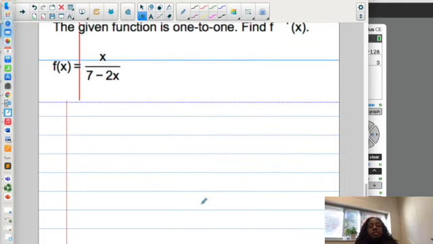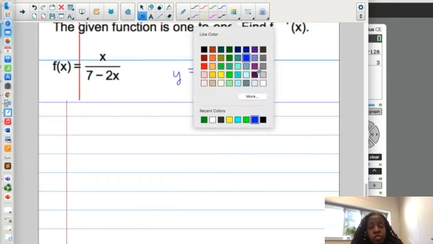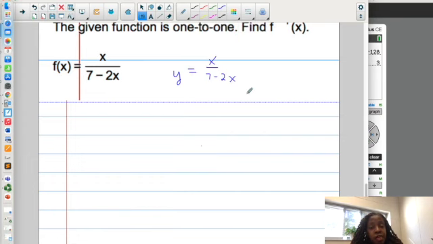All right, so f of x equals x over 7 minus 2x. So I'm going to rewrite this as y equals x over 7 minus 2x. That's my first step, rewrite the function. My next step is to, you guessed it, switch x and y. So now I'm going to have x is equal to y over 7 minus 2y.